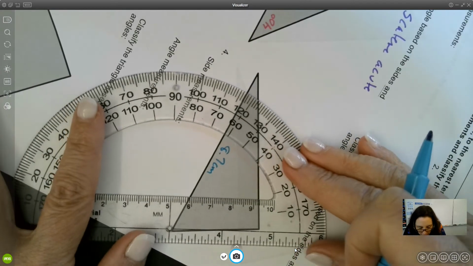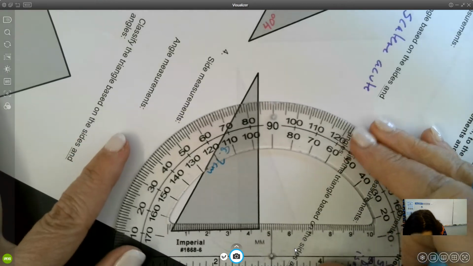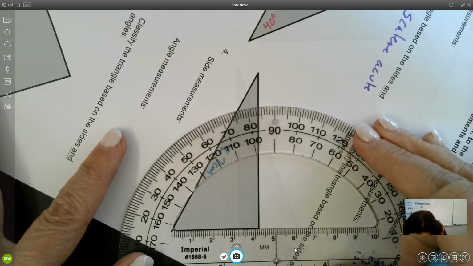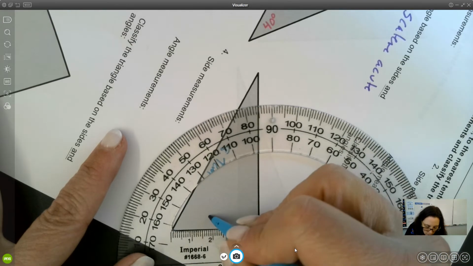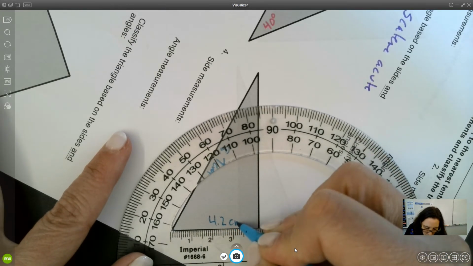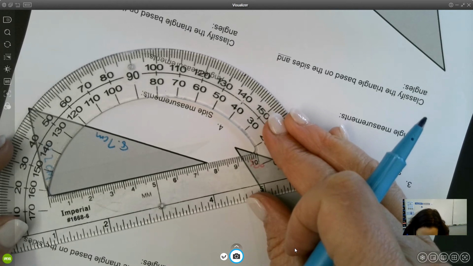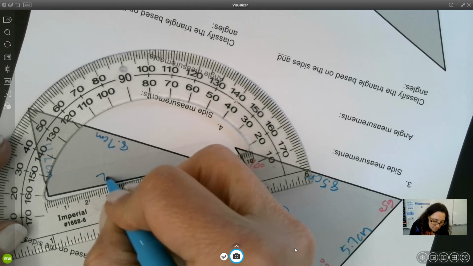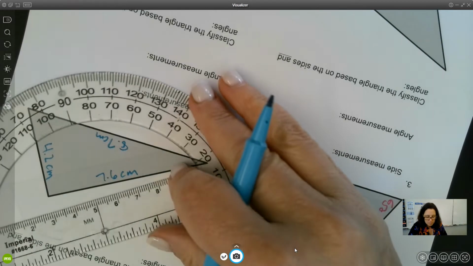8.7, and then this guy, oops, sorry, I was doing the angles. This is about a 4.2. And then this one is about a 7.6. Okay, those are all different. We know that it's scalene. Okay, now let's measure the angles.